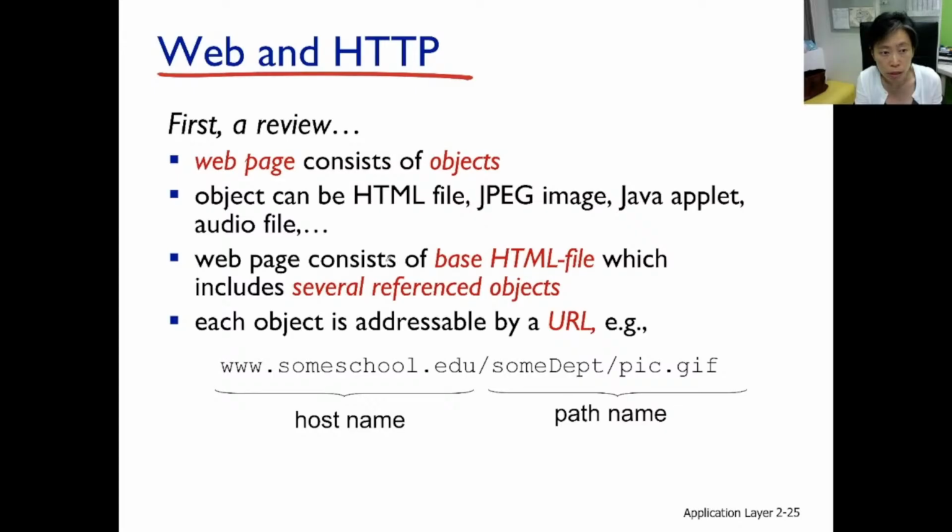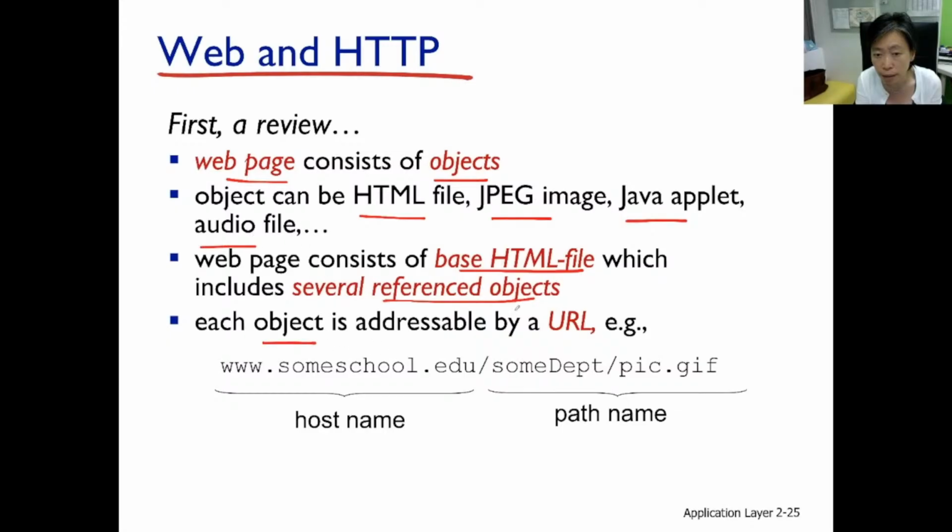Web and HTTP. Let's do a quick review. Web is essentially a bunch of these web pages interconnected. So each web page consists of a number of objects. The base object is typically a HTML file. And then in each file embedded are several referenced objects. And these objects could be another HTML file, could be a JPEG image, could be an applet or a script or an audio file.